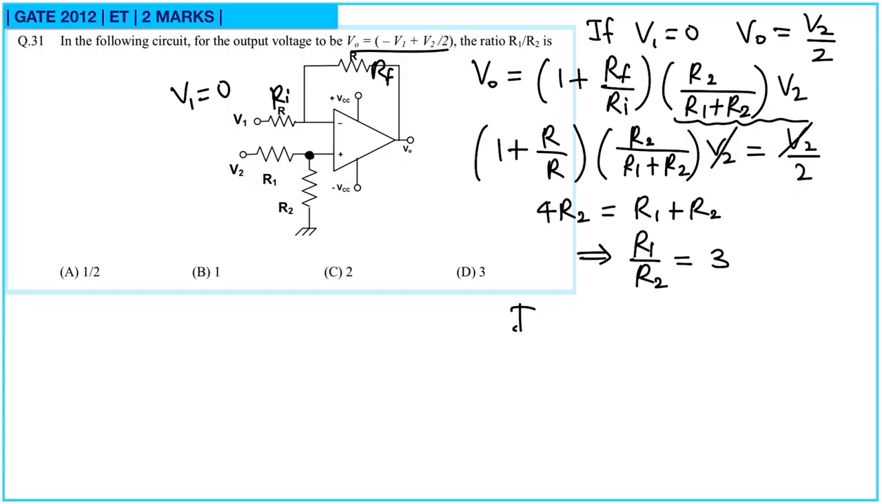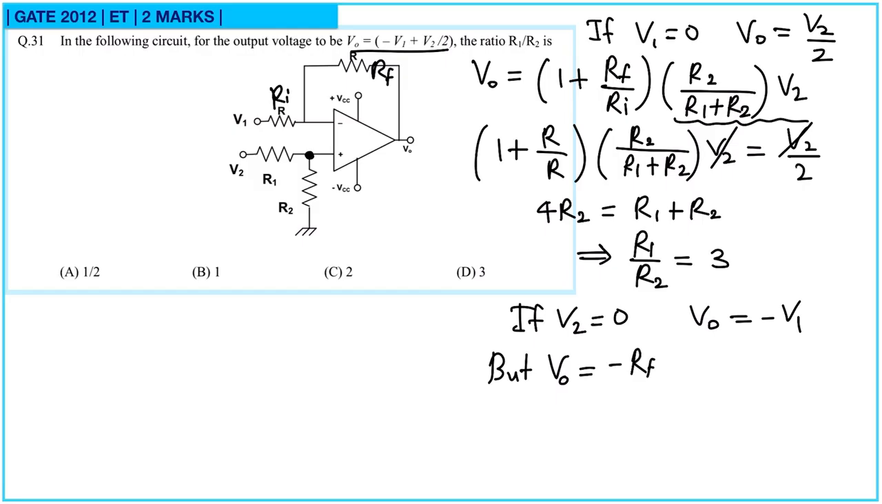Now let us consider the second case. Suppose V2 is equal to 0. Then according to this equation, VO will be minus of V1. But from this circuit, if the second input is 0, then it will be an inverting amplifier. And for inverting amplifier, the gain is minus RF by RI. So this will be minus RF by RI into input. Input is given, that is V1. So this will be minus R by R into V1, that is minus V1.